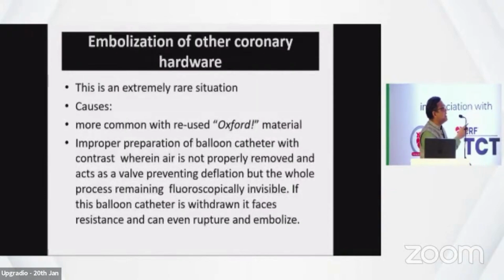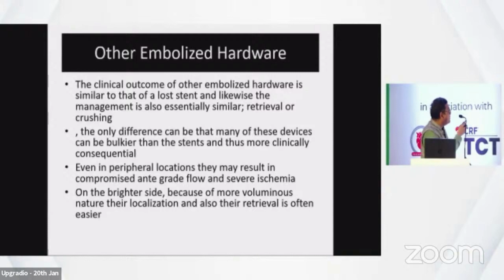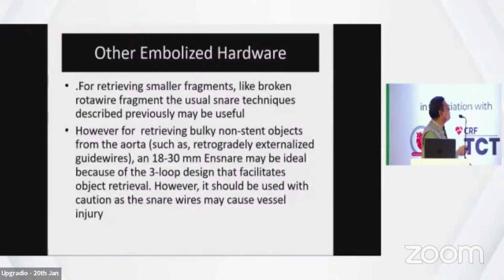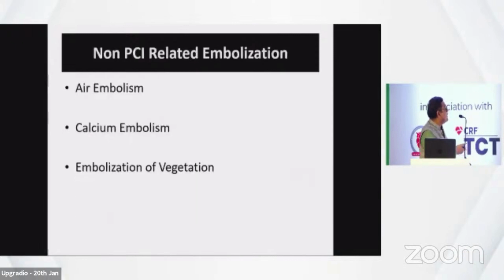Then there is other coronary hardware, such as wire fractures. That also happens, and it mostly happens when you use an Oxford material, and those are the situations where it will happen more often. Other embolized hardware can also occur in different locations. Again, the principles are the same. If in the coronary, you have to tackle it. If it is extracoronary, maybe you can leave it alone. Besides hardware, some other types of embolism also happen: air embolism, calcium embolism, and embolization of vegetation.